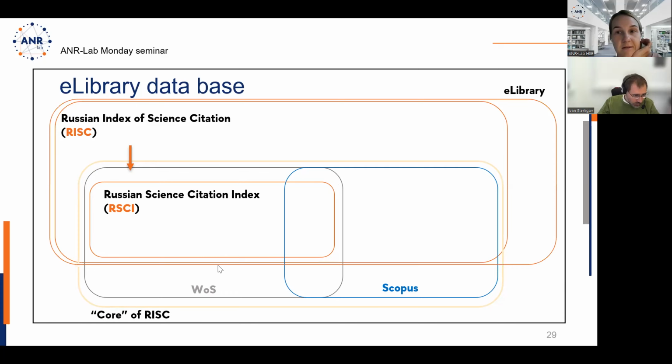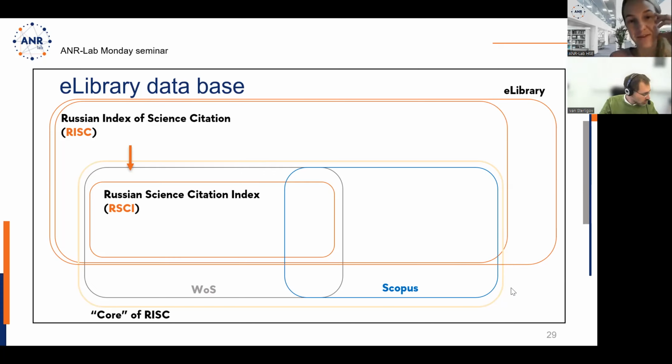And what is interesting is that, as we also learned from our study, eLibrary is actually not the same thing as Russian Index of Science Citation. Because it is a bit larger, not all the publications which are presented in eLibrary would be included into Russian Index of Science Citation. This is a pretty complicated structure, but it is important to understand.